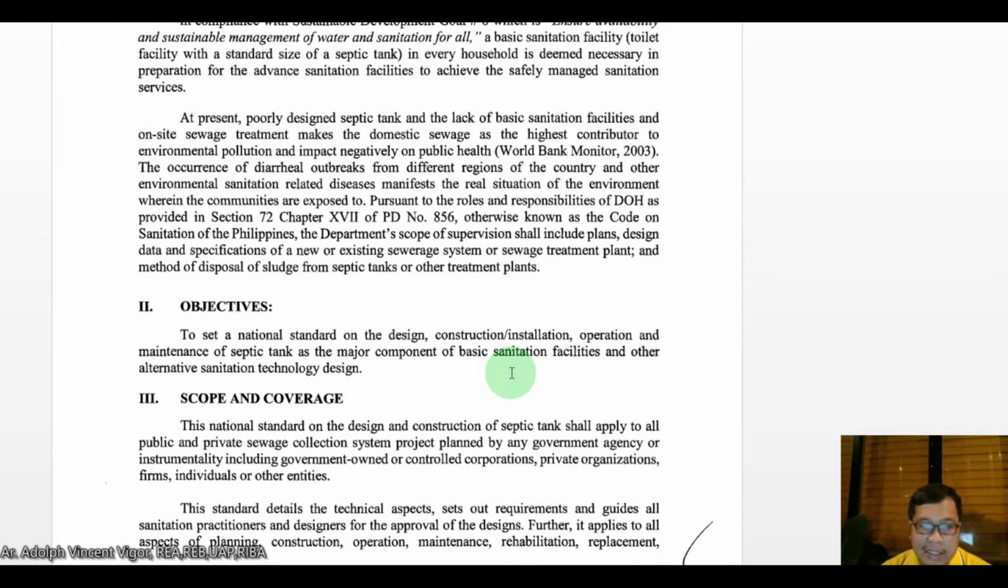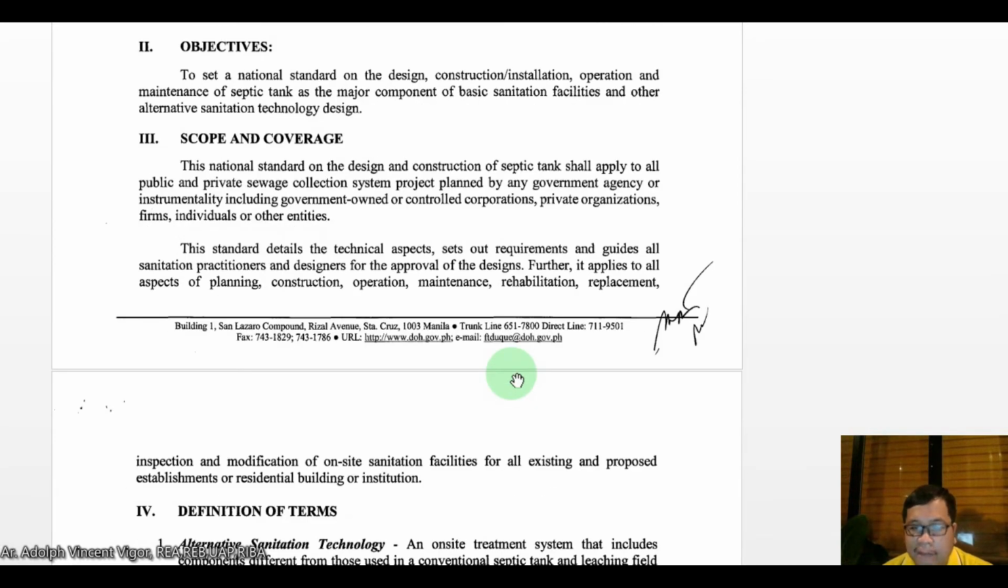So this standard details the technical aspects, sets out requirements, and guides all sanitation practitioners and designers for the approval of the design. Further, it applies to all aspects of planning, construction, operation, maintenance, rehabilitation, replacement, inspection, and modification of on-site sanitation facilities for existing and proposed establishments or residential buildings or institutions.